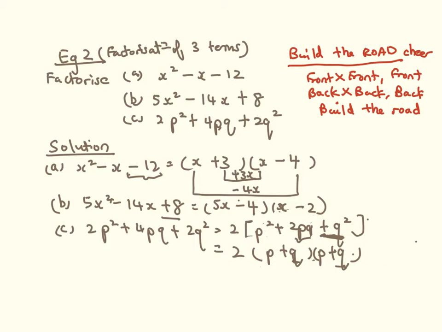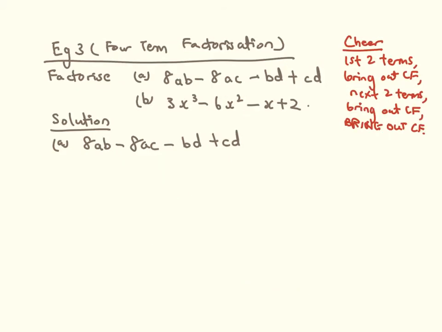Okay, can we stop here? Unfortunately we can't. We realize that these two brackets are actually the same. So it's something like a times a. You should express the answer as a square. So you should express the final answer as p plus q, whole thing squared. So that's all for 3-term factorization.